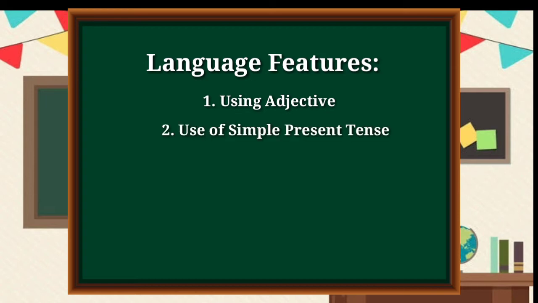The second one is the use of simple present tense. Why we use simple present tense in writing the descriptive text? Because it tells the fact of the object described.